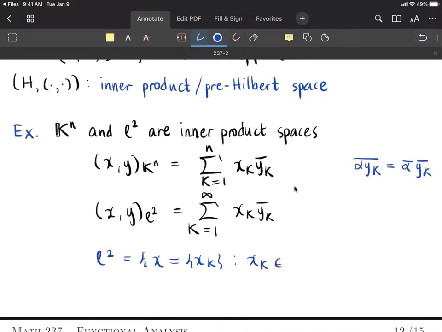So x_k is in, let's say, the field of scalars, for all k in the set of natural numbers, that is square summable. And an inner product for this is, let's say, the infinite version of the one given in K^n.